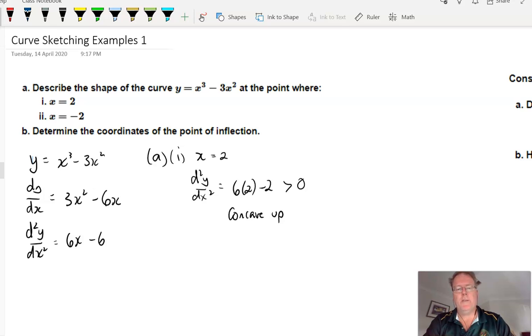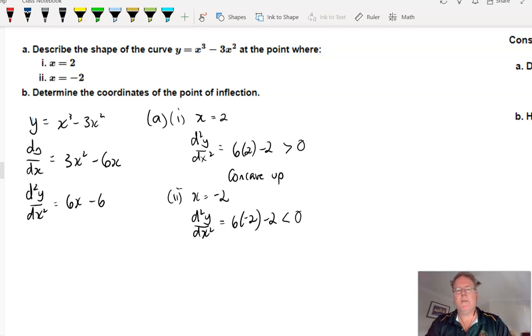Very quickly and easily. Number 2, we're looking at x equals -2. Again, the second derivative at that point is 6 lots of -2 subtract 2. But obviously that's negative, less than 0, so we'd call that concave down. So that's how we would describe the shape at those two points.